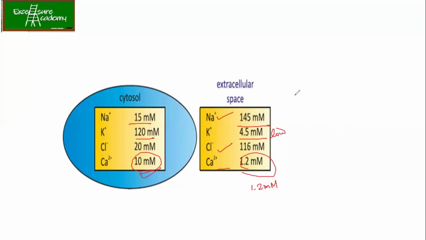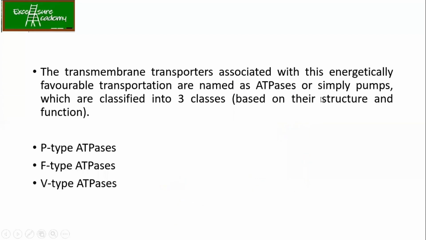To maintain these concentration gradients in the extracellular space and in the cytoplasm of the cell, we need ATP based active transport. The transmembrane transporters associated with these energetically favorable transportations are named ATPases or simply pumps. When we put something from low into a high concentration gradient, we call it a pump. Now there are three types based on structure and functions: P type ATPases, F type ATPases and V type ATPases. We'll talk about all of these.